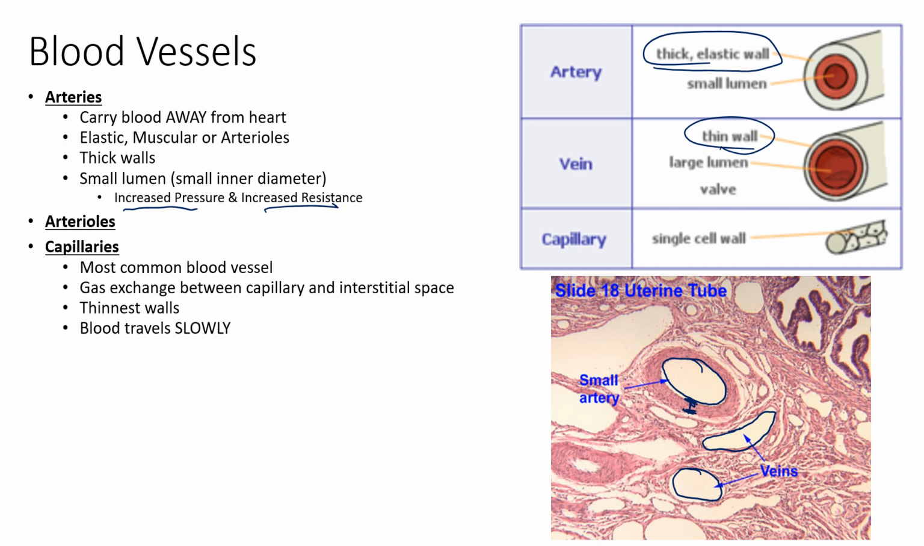Capillaries have the thinnest walls. Makes sense if you think about it. These thin walls allow for materials to transfer back and forth. And blood is going to travel very, very slowly. So we've gone from a fairly large blood vessel, an artery, and we've gotten that narrower and narrower and narrower until we finally reach a capillary.